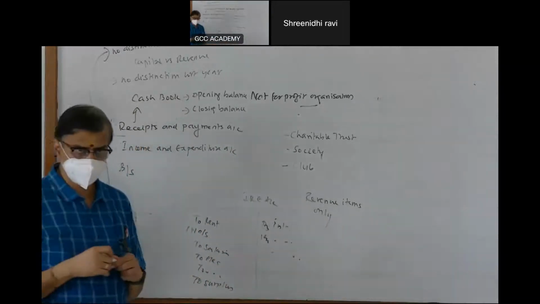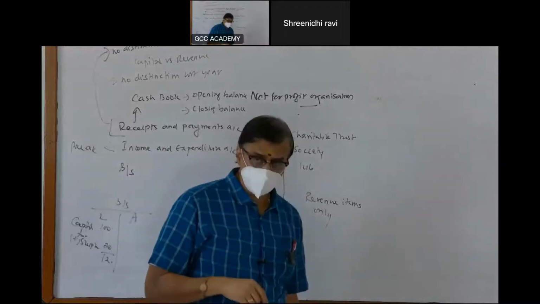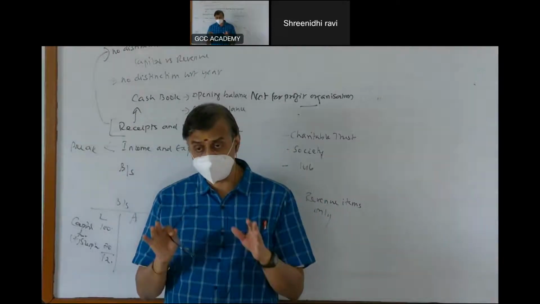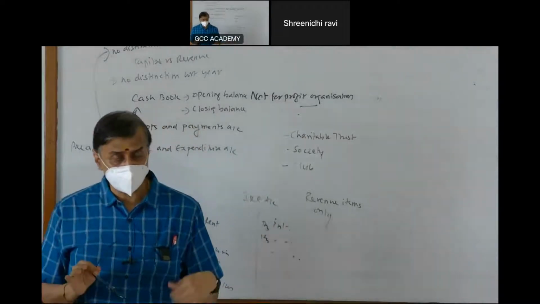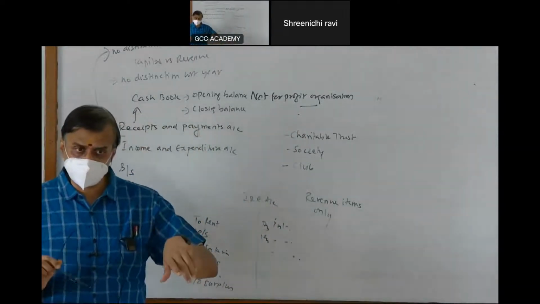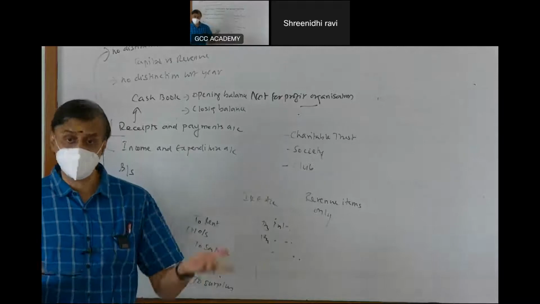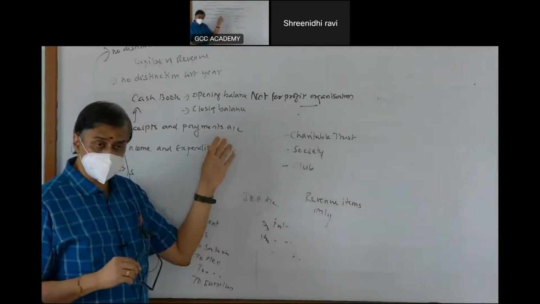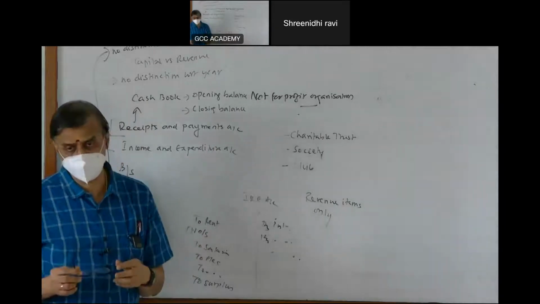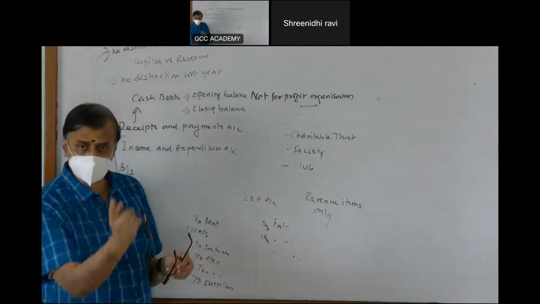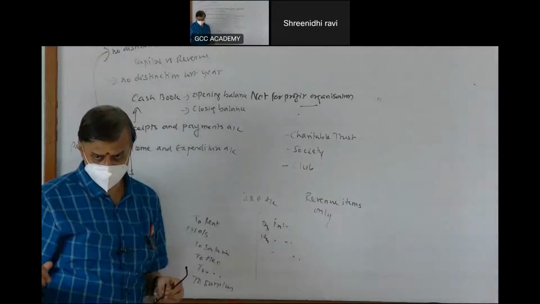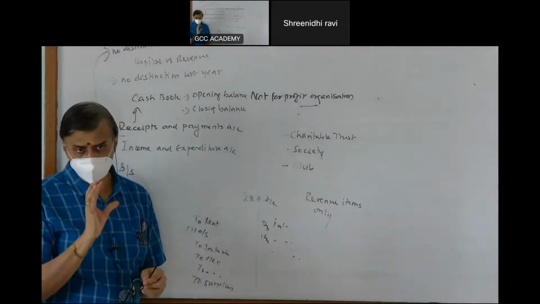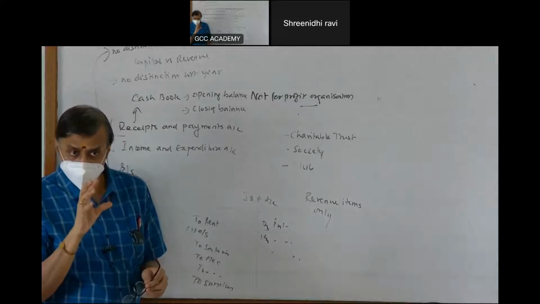Have you understood? Okay. We will be required to prepare just the receipts and payments account, or just the income and expenditure account, or sometimes both. Or they will give you a receipts and payments account but ask you to prepare the income and expenditure account. They may give you the income and expenditure account and ask you to prepare receipts and payments. Now, in accounting, I should use the word techniques.